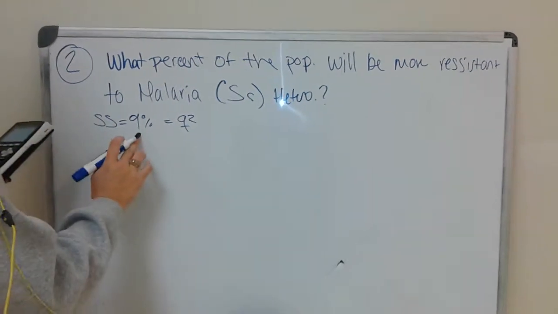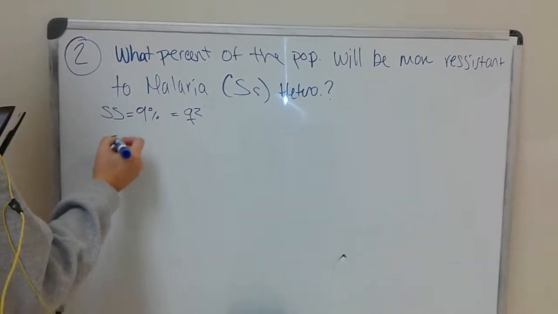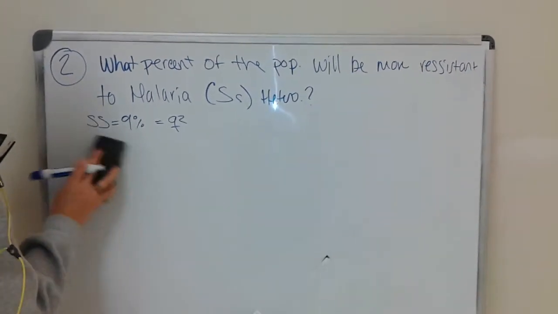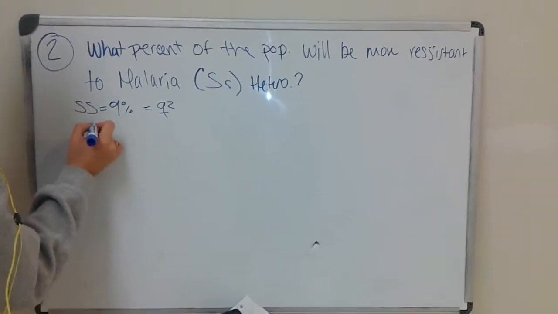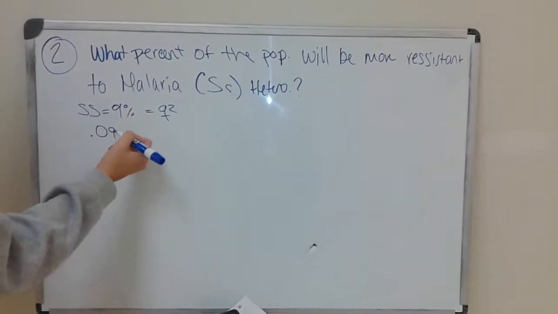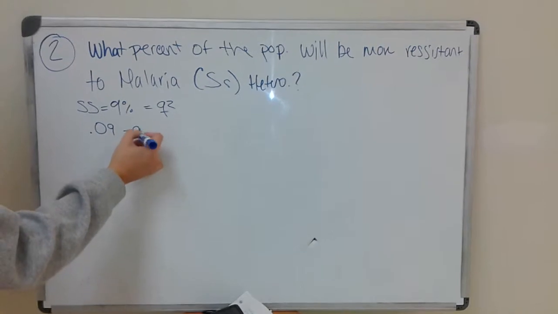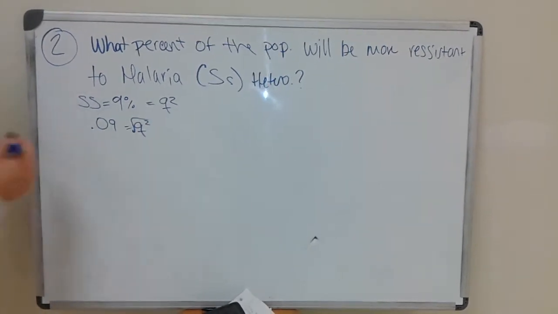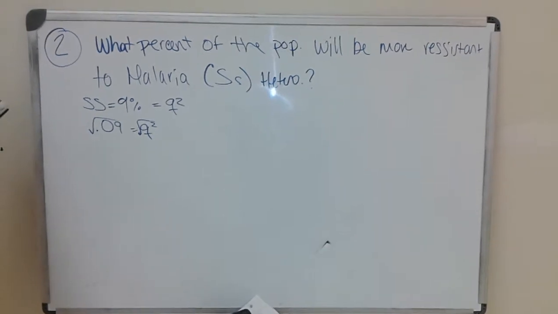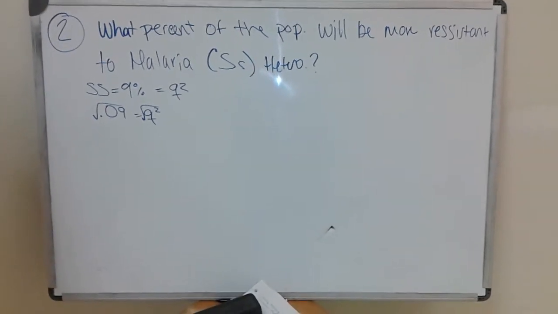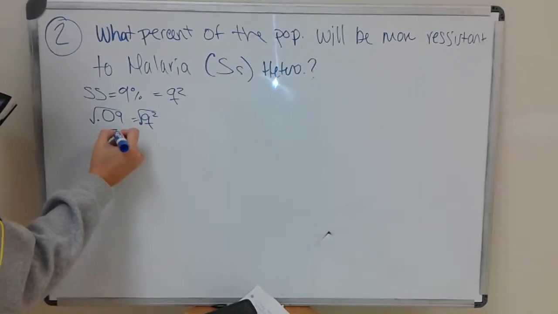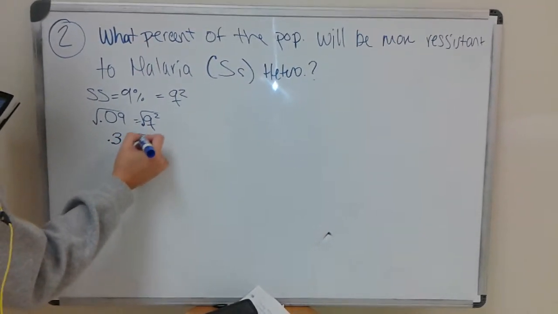So what we do is we convert this 9% into a decimal, and it would be 0.09. And because this is already q squared, all we would do is take the square root to get q. So the square root of 0.09 is equal to 0.3. So that means 0.3 is equal to q.